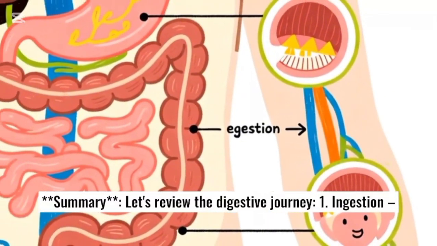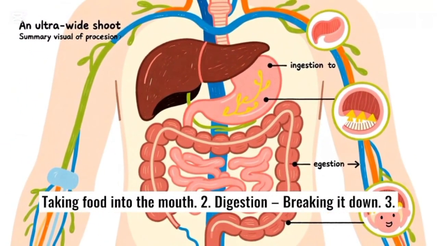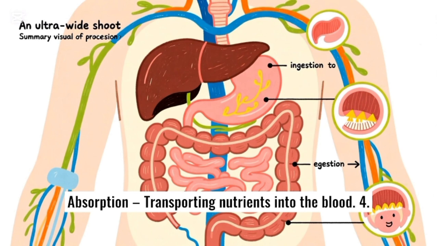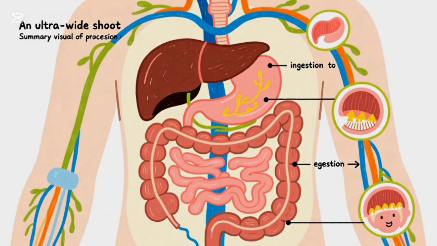Summary. Let's review the digestive journey. 1. Ingestion, taking food into the mouth. 2. Digestion, breaking it down. 3. Absorption, transporting nutrients into the blood. 4. Assimilation, cells using those nutrients. 5. Egestion, efficient waste removal.